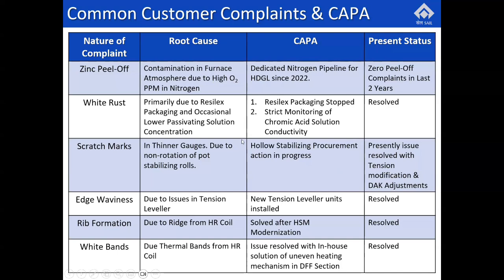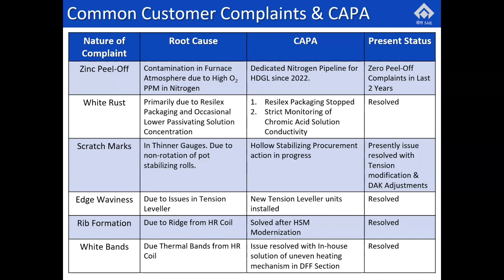Edge waviness is an issue where around 0.1% of the coils had received edge waviness complaints in thicker and wider gauges. We have installed new tension leveler units in the month of August end, September. So this problem won't repeat now. Rib formation is another term, which is essentially due to the ridge coming from the HR coil. Nilanshu sir has already discussed, and this problem is also solved to a great extent post the modernization of the hot strip mill in 2024.